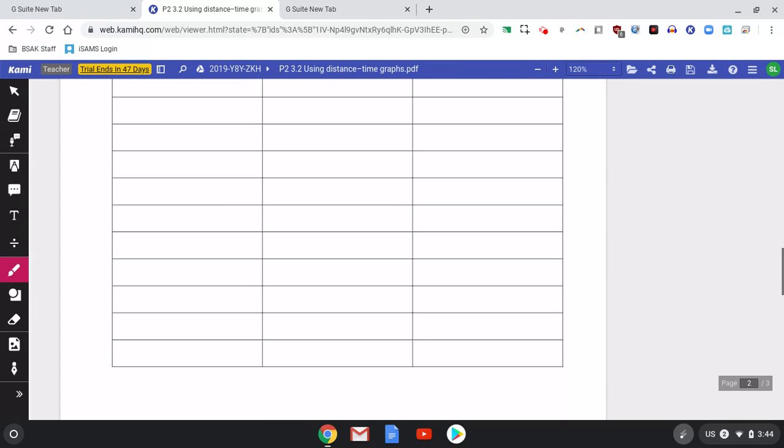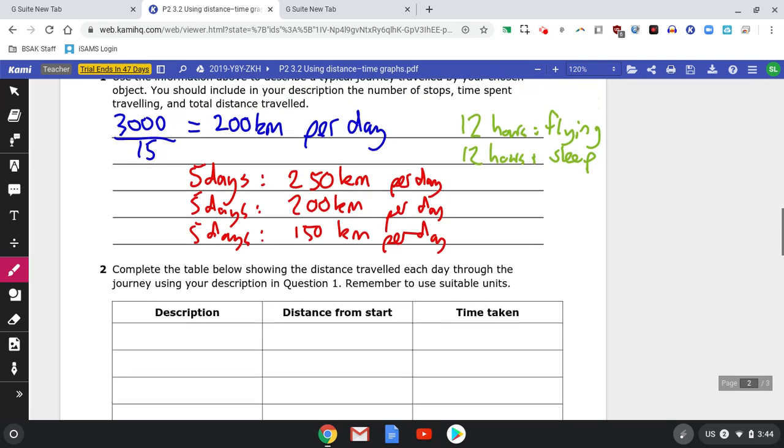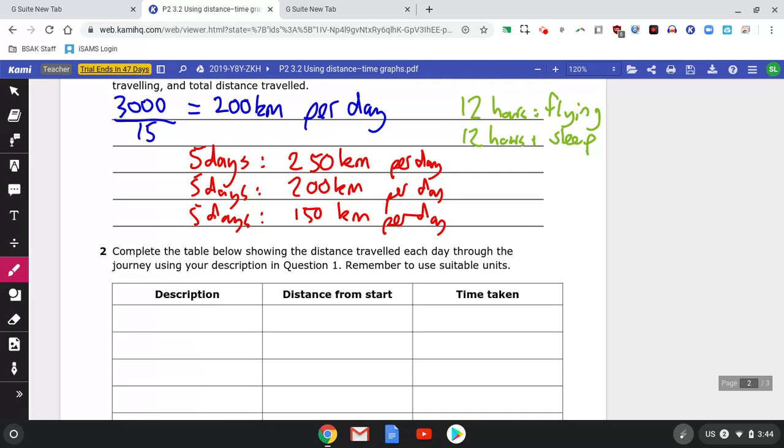Okay, so we've got a big table there. How many days have we got? We've got 15 days in total. The first 5 we're doing 250. The next 5 we're doing 200. The next 5 we're doing 150. And this is where we break down this journey into what's happening day by day.